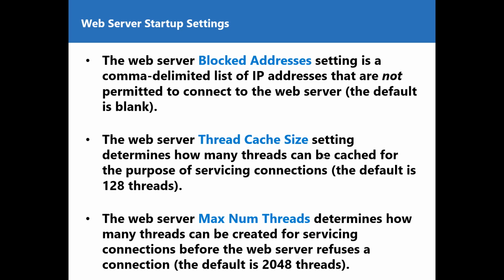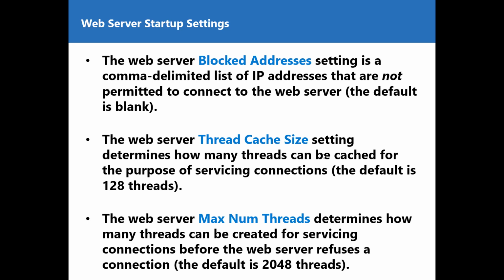The corollary to the allowed addresses is the blocked addresses, which is also a comma delimited list of IP addresses that are not permitted to connect to the web server, and the default is blank. So all addresses by default are allowed to connect to the web server. And again, these are addresses from the perspective of the web server.